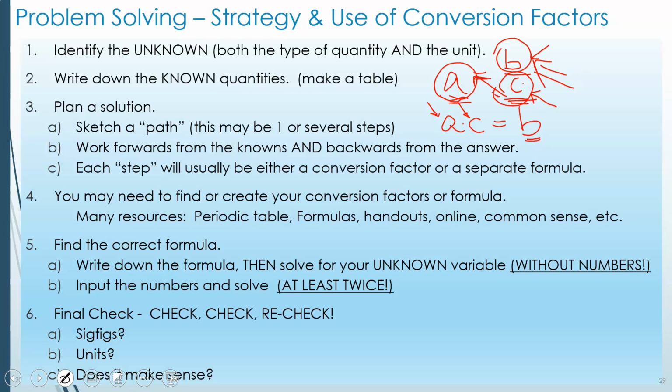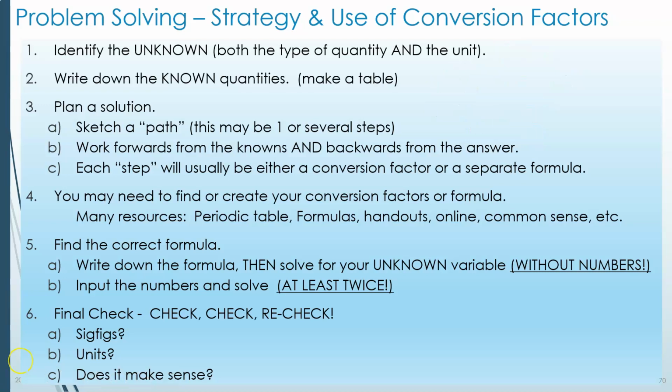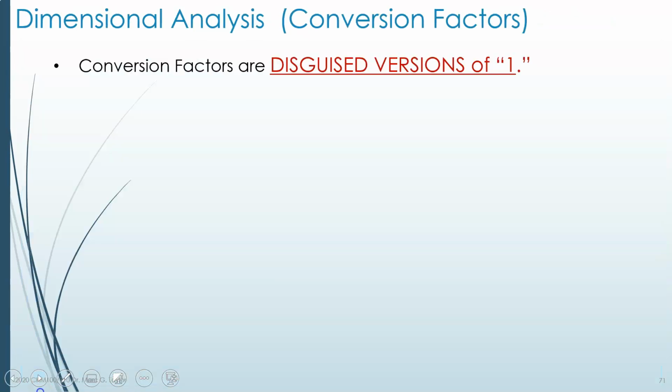And if it doesn't, make sure your formula is right. Make sure you input the correct numbers. Always go back and make sure your numbers in your table were copied correctly from the original problem. A lot of people miscopy numbers. It's very easy when there are a lot of digits. So once you have your strategy, you can use tools like conversion factors to actually solve your problem.